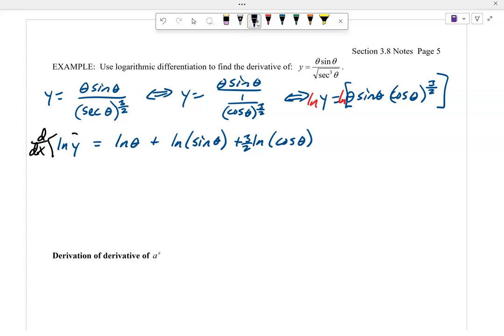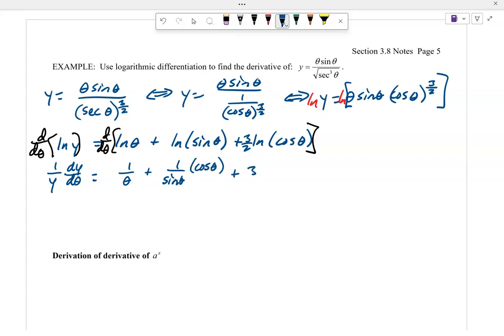Derivative with respect to x, I'm sorry, this is actually derivative with respect to theta. My apologies. We don't have x's here. Derivative with respect to theta. 1 over y dy/d theta here would be 1 over theta plus 1 over sine. Derivative of the sine is cosine, plus 3/2 times 1 over that cosine. Derivative of the cosine is negative sine.